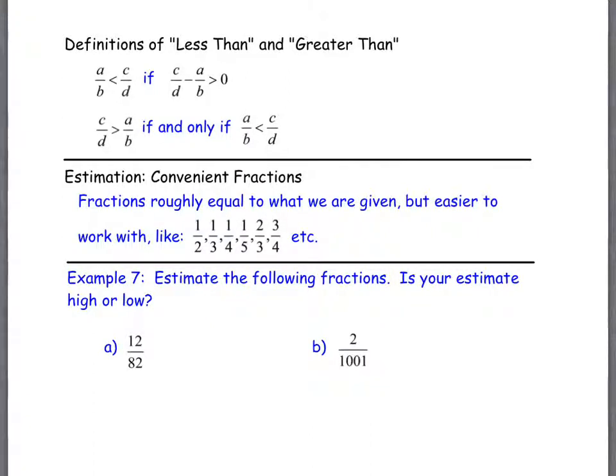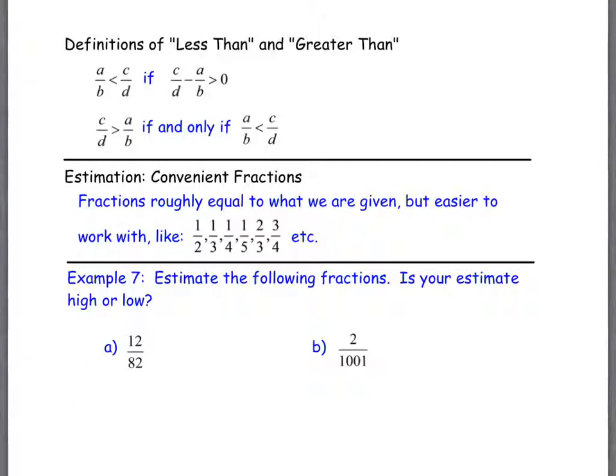I'm going to go ahead and finish up section 6.2 to begin with today. And we're going to talk about the definitions of less than and greater than. You've been working some problems that have these symbols in them already in this section. But to talk about A over B being less than C over D, this will happen if the C over D minus the A over B is positive.